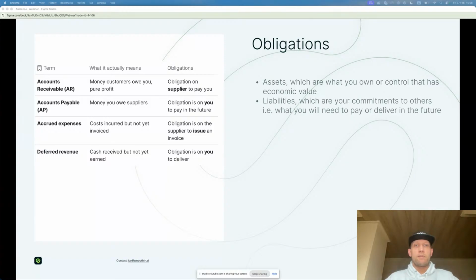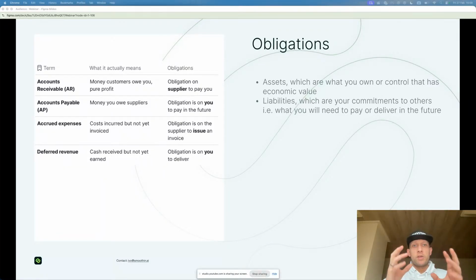And then the fourth one is deferred revenue. Deferred revenue is cash that you have received, but you still haven't earned. So you need to still deliver. You either need to deliver goods or you need to deliver a service, okay? So the obligation is on you to deliver something, okay?